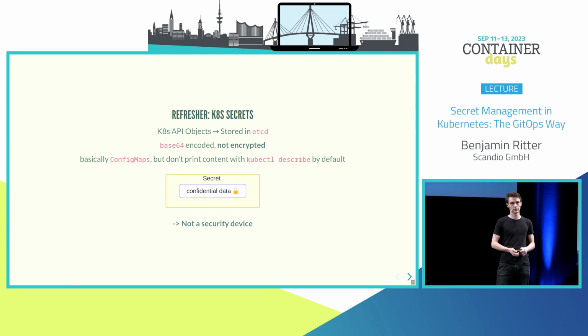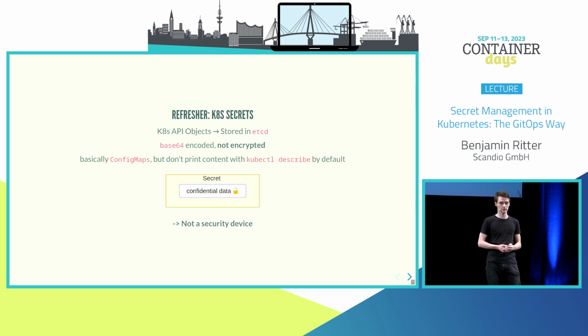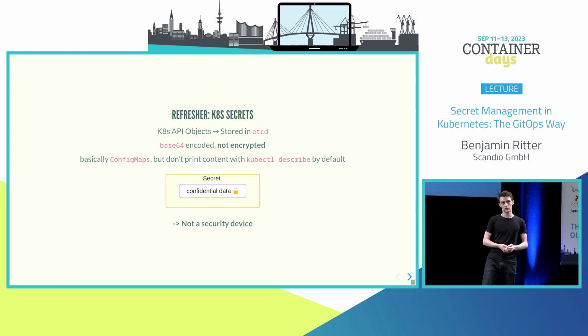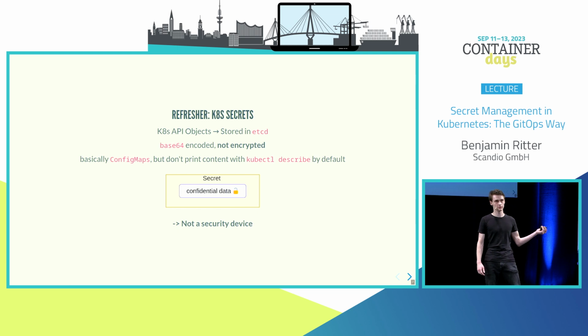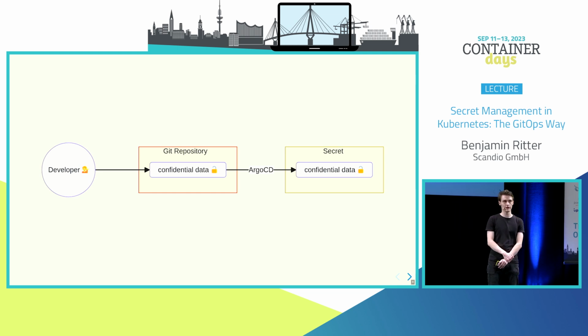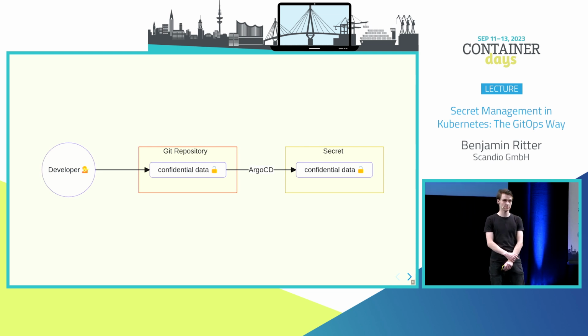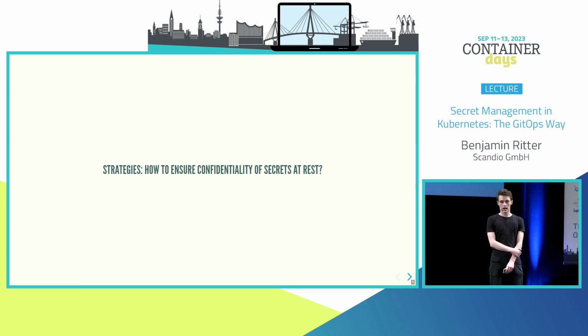So what are Kubernetes secrets? Why do they not suffice? They're API objects. They're stored in the etcd. So they can be queried with normal API calls. They are not encrypted. They are just base64 encoded. You can treat them as config maps. They are basically clear text. So we can't treat them as a security device. So we need to handle them somewhat else. And this is the problem. We put our secret in our Git repository where it is vulnerable. We deploy it via Argo CD. And that's basically what we're working with here.